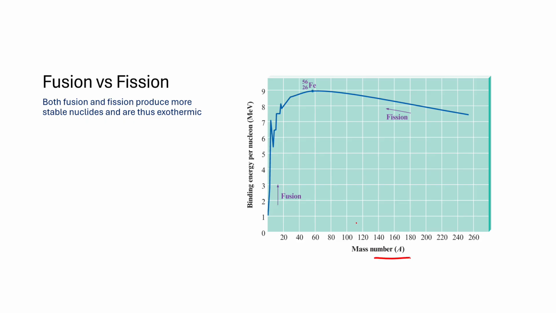So this is your mass number, this is the binding energy per nucleon, and then this is nuclear fusion. Again, it's an exothermic reaction, it releases energy. Same thing for fission, it releases energy, it separates.